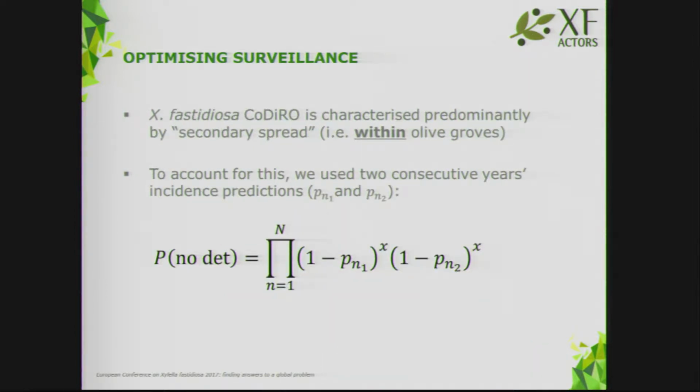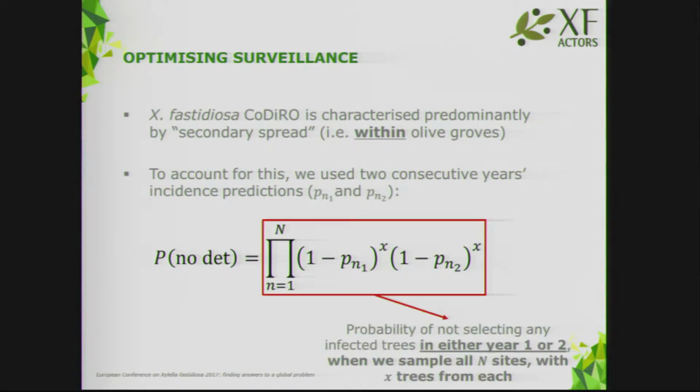Now, we also wanted to account for the secondary spread within the uninfected zone, and this is a particular feature of the Cadiro strain of Xylella, so that we can target surveillance towards potential higher risk clusters, more at risk of spreading there. So we capture this by using 2 consecutive years of output in our model function. And we can very simply account for that by just multiplying the probabilities for each year together to get the probability of not selecting any infected trees in either of those 2 years.